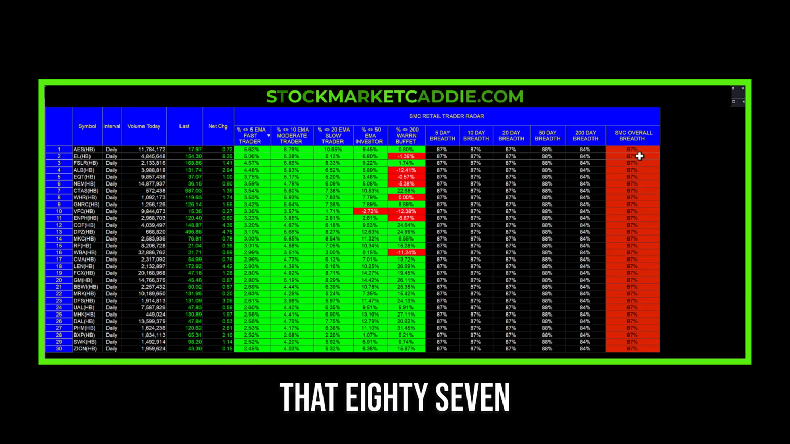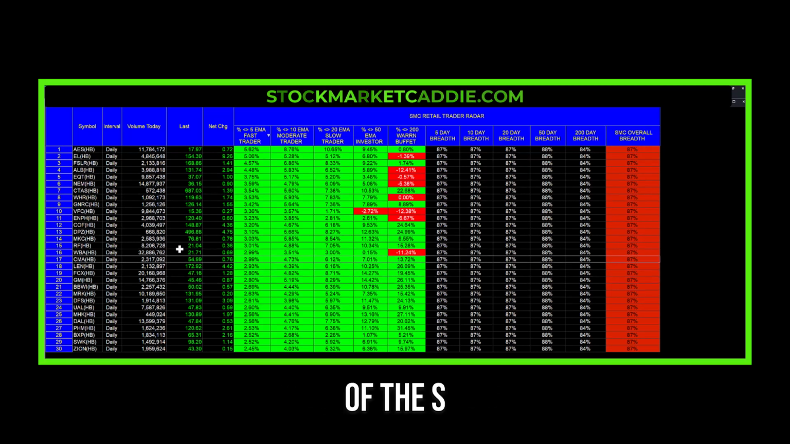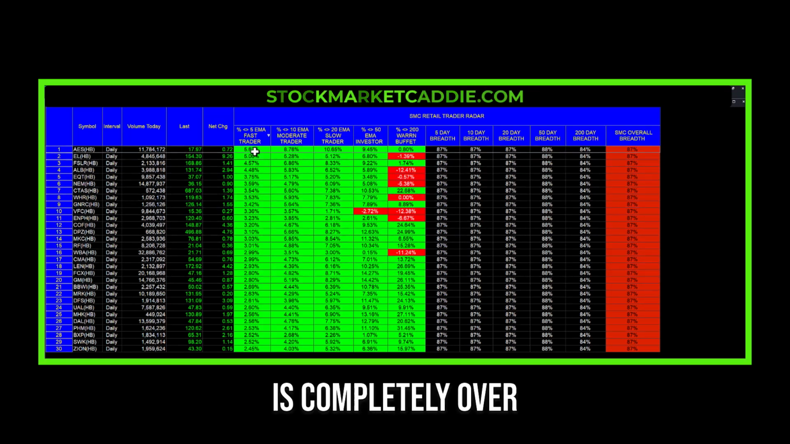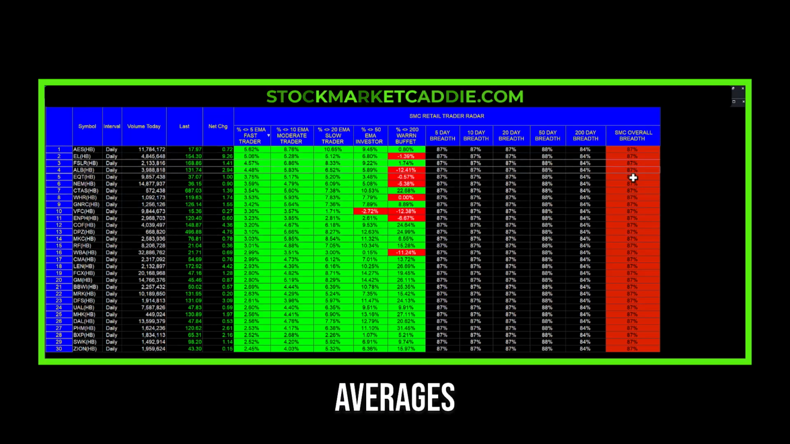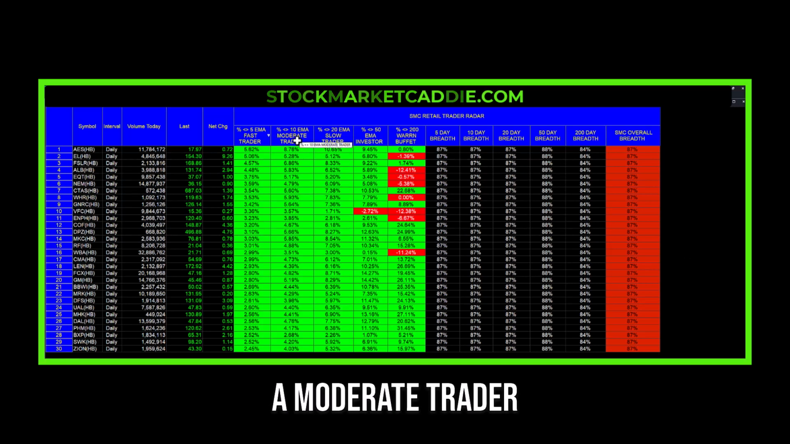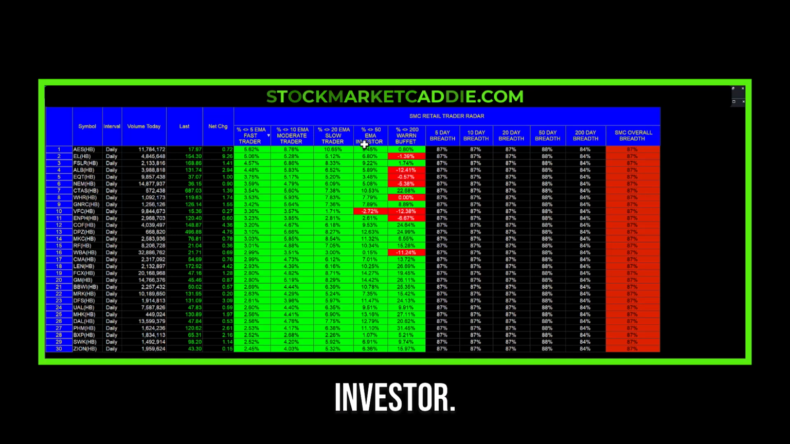We now know that 87% of the S&P 500 is completely over all of its averages. And notice the background. It is screaming red. This would be a good place if you've got profits, if you are a fast trader, if you are a moderate trader, and even if you consider yourself a slow trader, even an investor. This might be a good place to take a little profit. Aggressive traders can do other things that we teach and show. We won't get into that today.